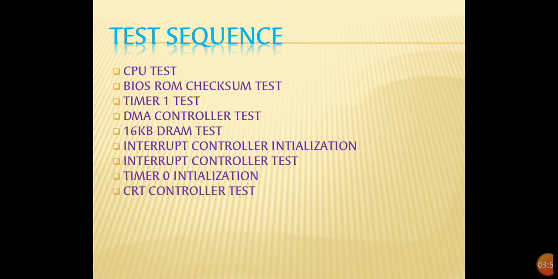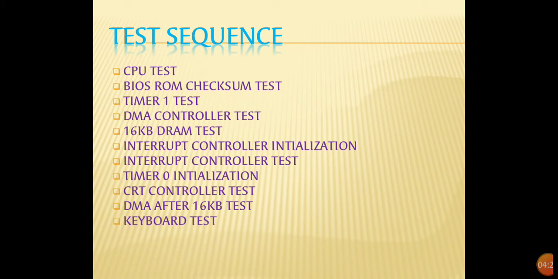The 10th one is the DRAM 16 KB test. Five different test patterns are written and read back. If the test fails, POST displays the failing address and data on the screen. Previously we checked the first 16 KB DRAM test. After that comes the DRAM test after 16 KB. If there are any failures, it displays the data at the failing address on the screen.